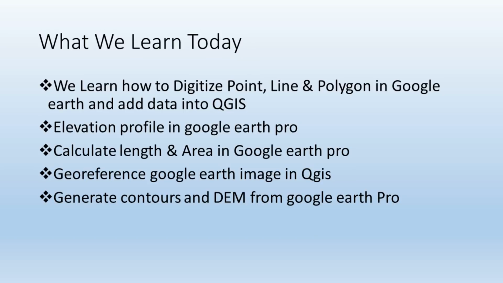What we learned today? We learned how to digitize points, lines and polygons in Google Earth Pro, and how to add that digitized data into QGIS. Then we saw the elevation profile in Google Earth Pro. Then we saw how to calculate length and area in Google Earth Pro. Then how to georeference a Google Earth image into QGIS. Then generating contours and DEMs from Google Earth Pro, that we have seen.